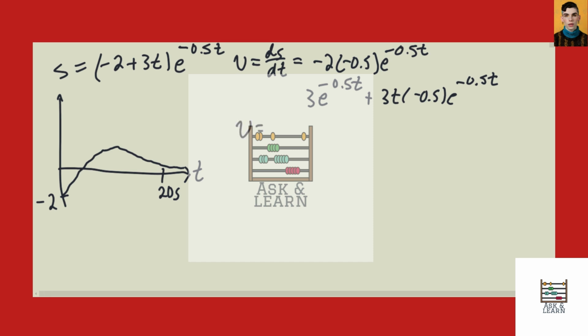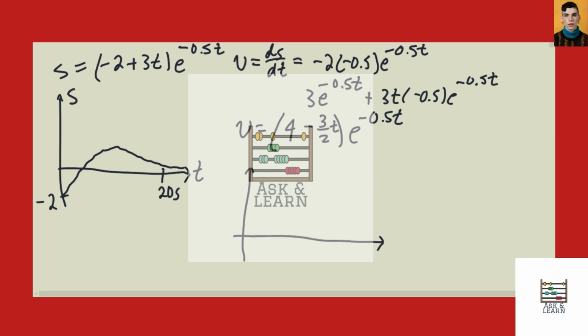And to simplify this a little bit, the first term of our velocity is positive e to the minus 0.5t, so we can go ahead and add that to 3 e to the minus 0.5t, and then we'll just have 4 times e to the minus 0.5t. And if we evaluate the final term, we have minus 3/2 t, and all of this is being multiplied by e to the minus 0.5t right here.